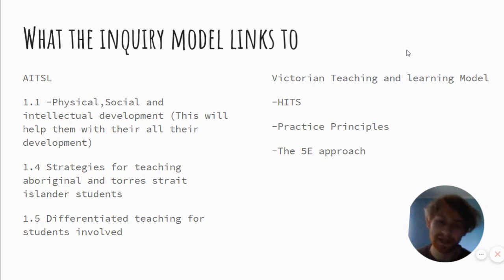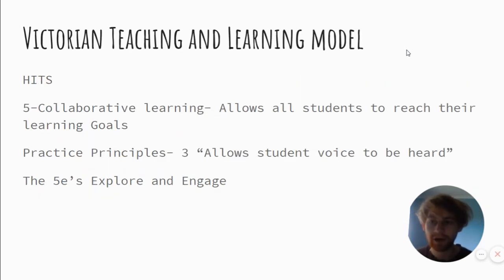I would also like to discuss the Victorian teaching and learning model. HITS, collaborative learning, allows all students to reach their learning goals, which is great because everyone in the class is involved. Everyone's going to end up at the same point. Practice principles allow for all voices to be heard, which is why it links to number 3. As well as the 5 E's, it allows students to explore other ideas as well as engage with one another, and they find out new answers they probably wouldn't have thought of before.